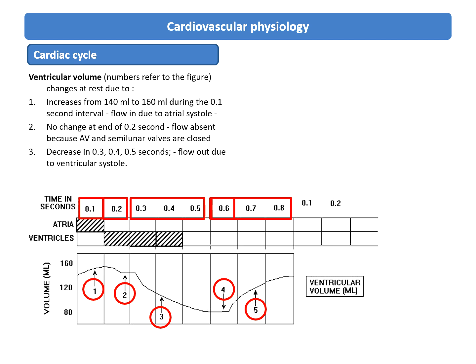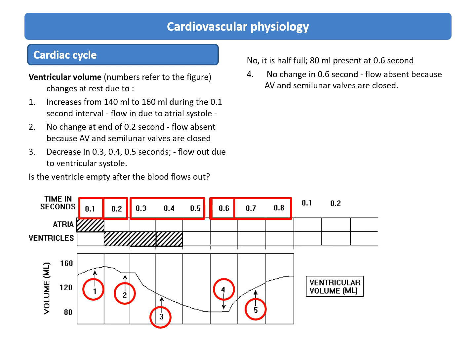3 represents a decrease in volume. This occurs during the third, fourth, and fifth tenths of a second interval. The flow out is due to ventricular systole. The ventricles are generating pressure, creating a pressure difference. Is the ventricle empty after the blood flows out? No, it's still half full. Note that there are 80 milliliters of blood present at the end of the 0.6, that is the 6/10th interval.